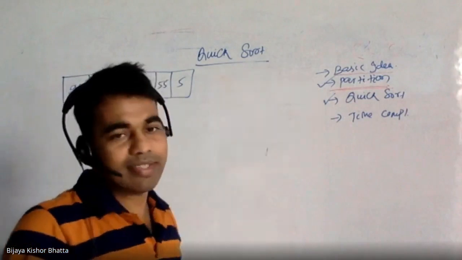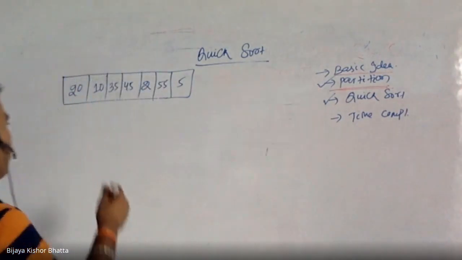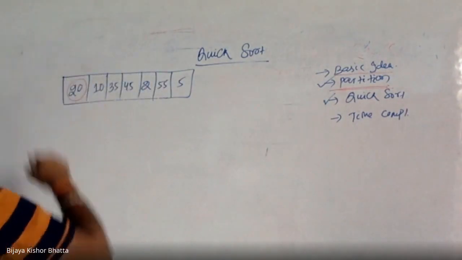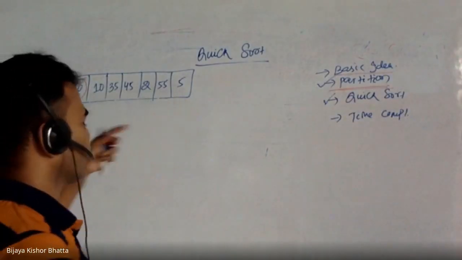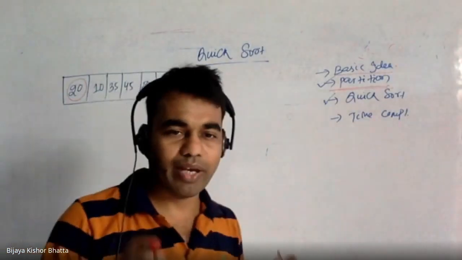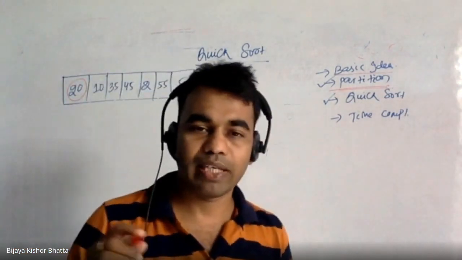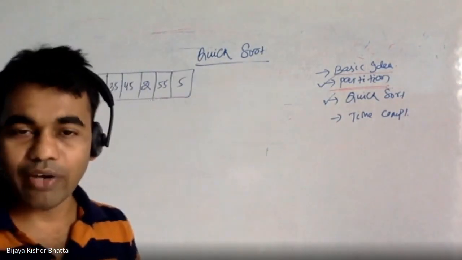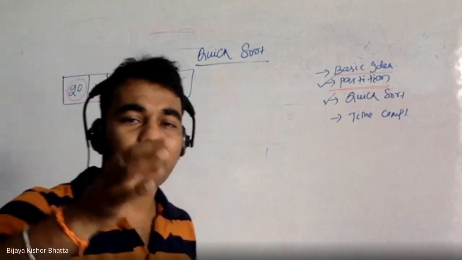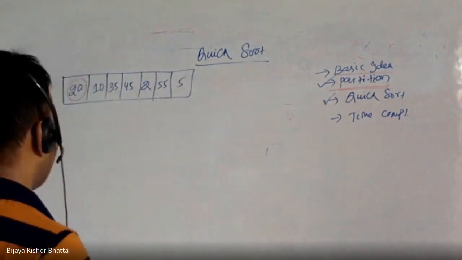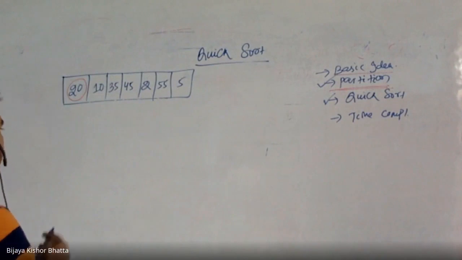Now let's understand the partitioning. Suppose I choose this one as the pivot element, or maybe you can choose the last, or you can also choose one at random, but that's fine. For now, let's assume I'm choosing the first one as the pivot element. Now the question is, how can you find the appropriate position of that element? What is the technique we are going to use?